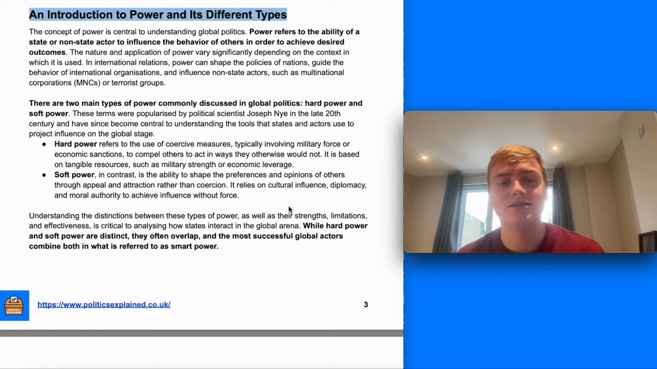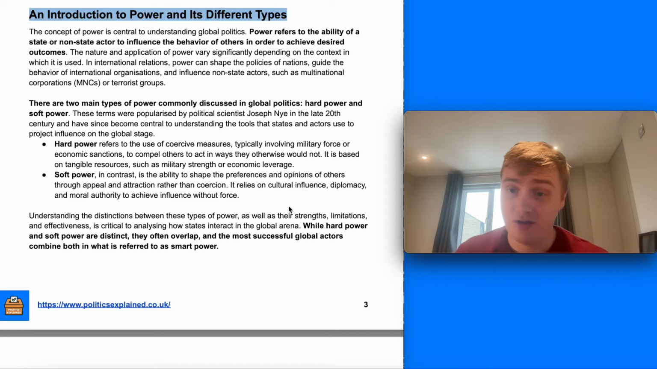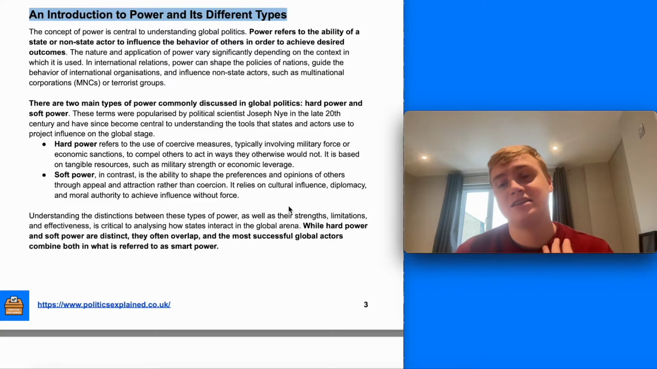Soft power, on the other hand, isn't about forcing states to do what you want them to do. Instead, it's seeking to shape the preferences and opinions of others through cultural appeal and attraction rather than coercion. So it's the ability to influence rather than force effectively. So it relies on cultural influence, diplomacy, and moral authority, where countries try and get other states to come along with them. So again, it's still to try and get states to follow your interests and do things that are in your interests, but rather than forcing states to do so, soft power is about effectively convincing them and bringing them along with you.